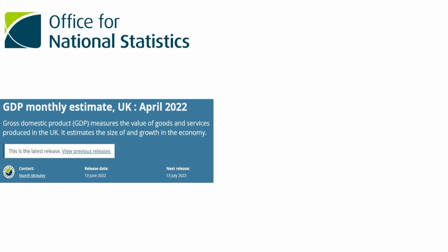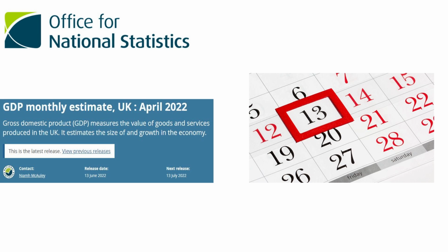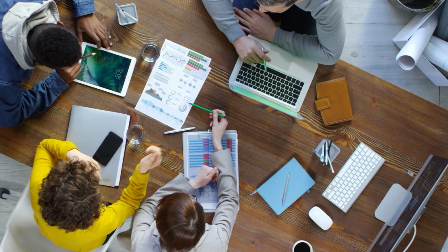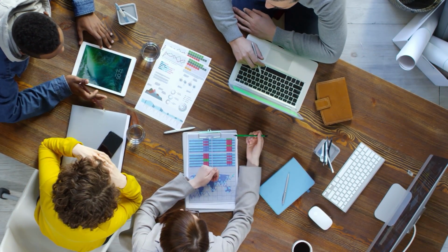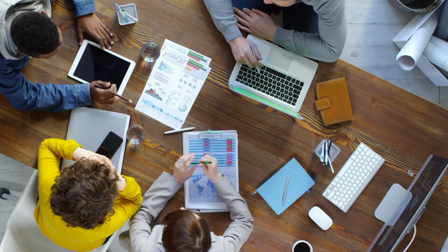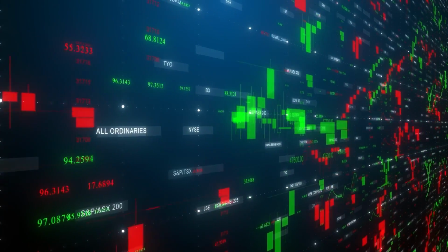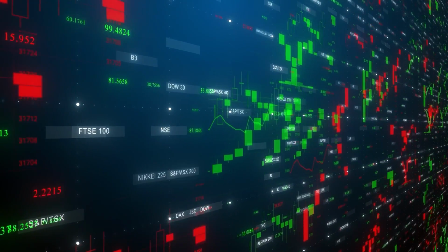Preliminary monthly estimates are provided for the previous month around the 13th day of each month as well, but with partial data. The Office for National Statistics publishes GDP information and a wide variety of other statistics to serve the public good. Gross domestic product is a key determinant of global financial markets.